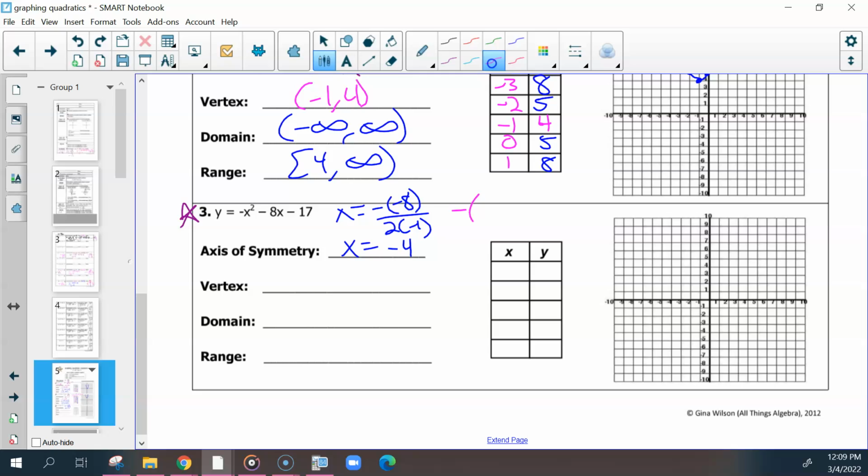So we have negative 4 squared minus 8 times negative 4 minus 17. Is what? Negative 1 is, should be positive. No, you're right, it's negative 1. So our vertex is negative 4, negative 1.